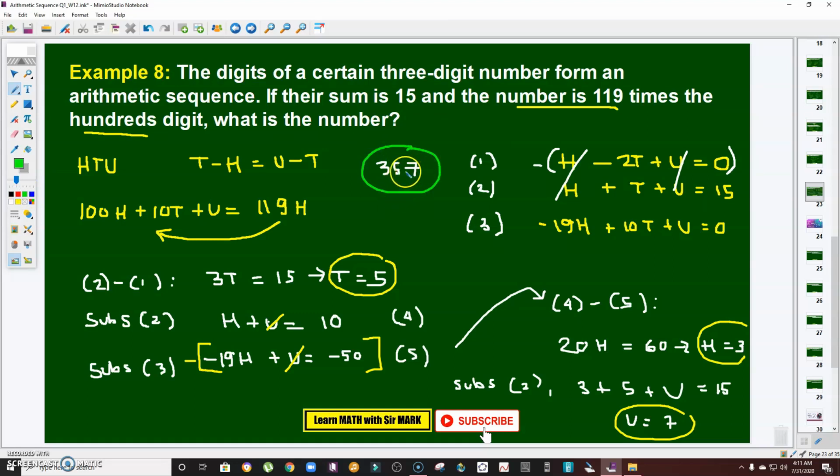Madali lang naman i-verify. Arithmetic ba yan? Yes, common difference is 2. Ang sum ba 15? Yes, 3 plus 5 plus 7, that is 15. Yung 357, that's actually 119 times 3. Right? So, there you go. Nasatisfy yung 3 conditions, therefore, the answer is correct.